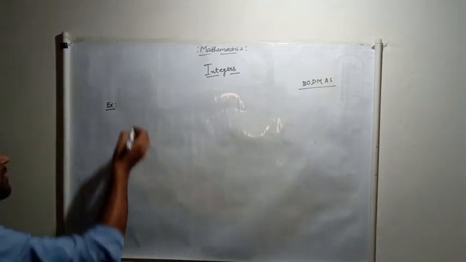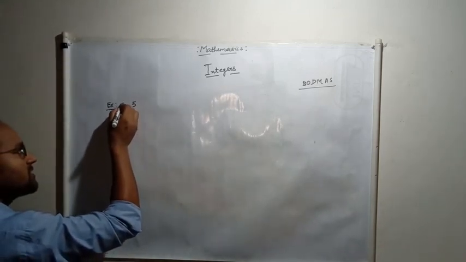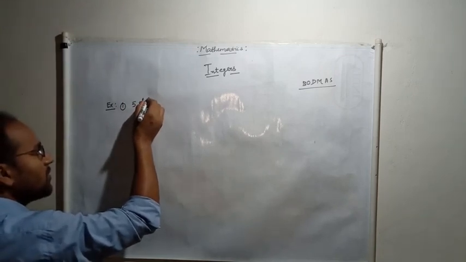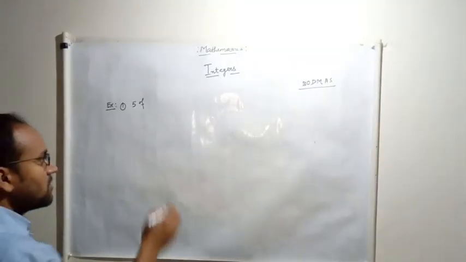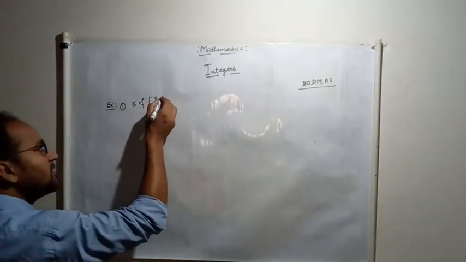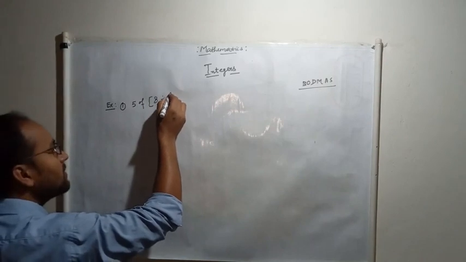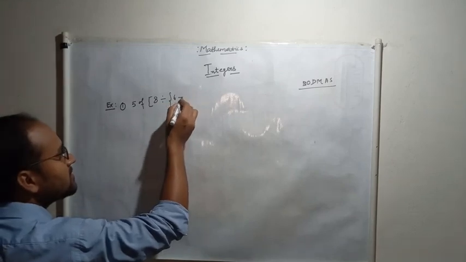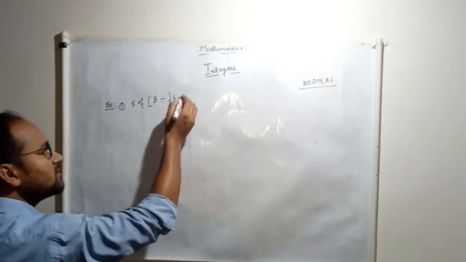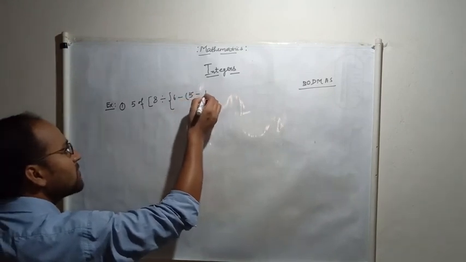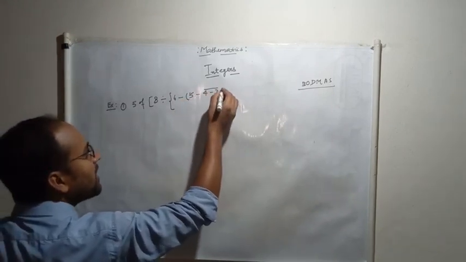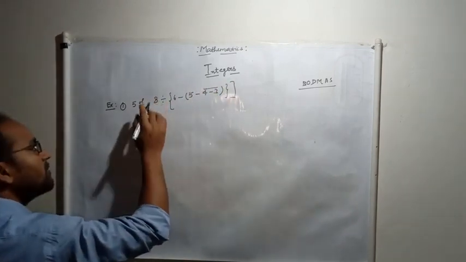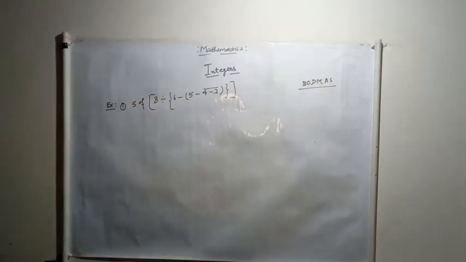Example: 5 of 8 divided by, in curly bracket, 6 minus, in bracket 5 minus 4 minus 3, and that has a bar. Close this curly bracket, and then after that you will close this square bracket. So I have taken one example here.